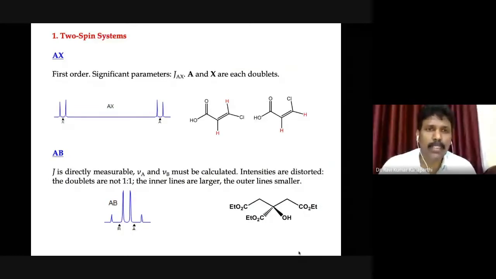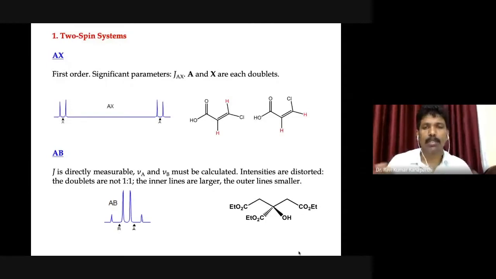So for the AX system, as I told you already, the chemical shift values will be well separated. There is no doubt at all. The chemical shift values of the AX system are well separated, and it will definitely be a first order spectrum, and there will be two doublets also, right?